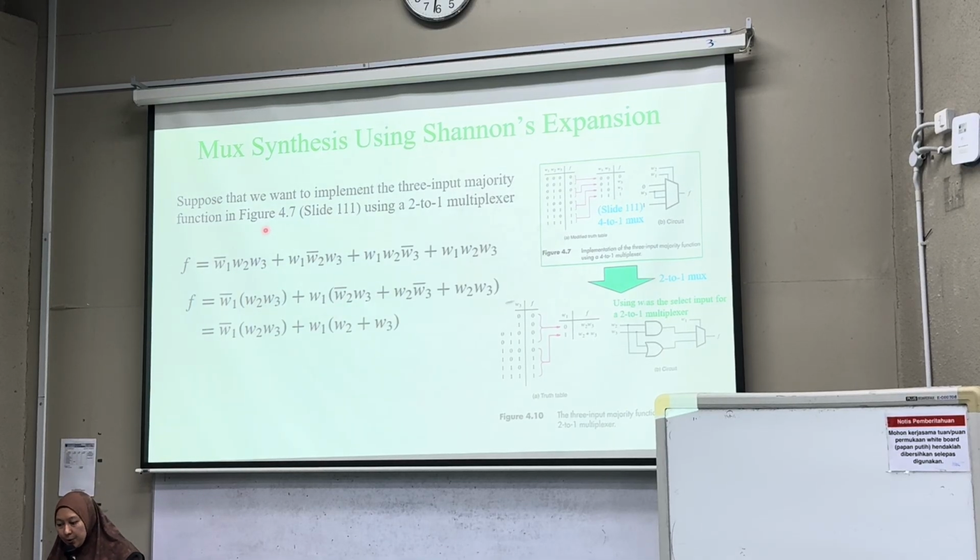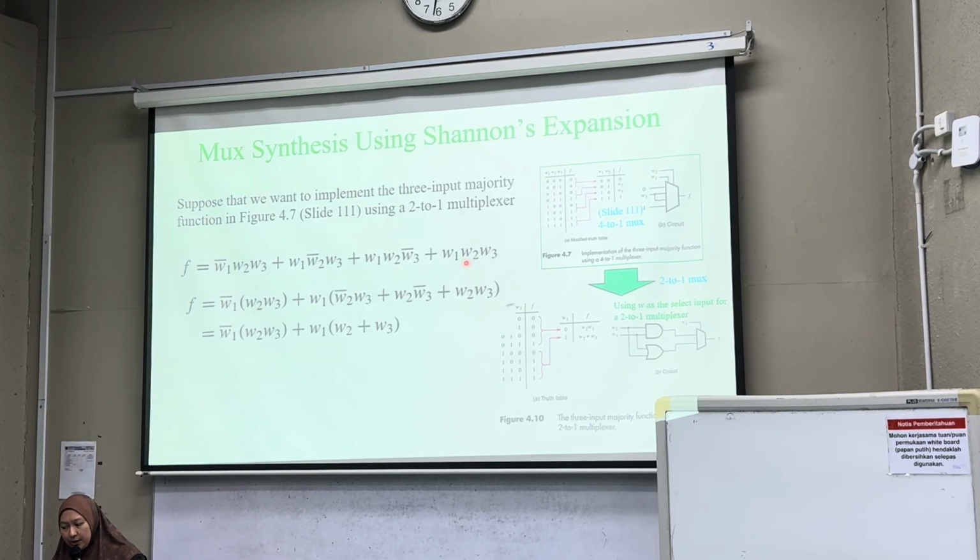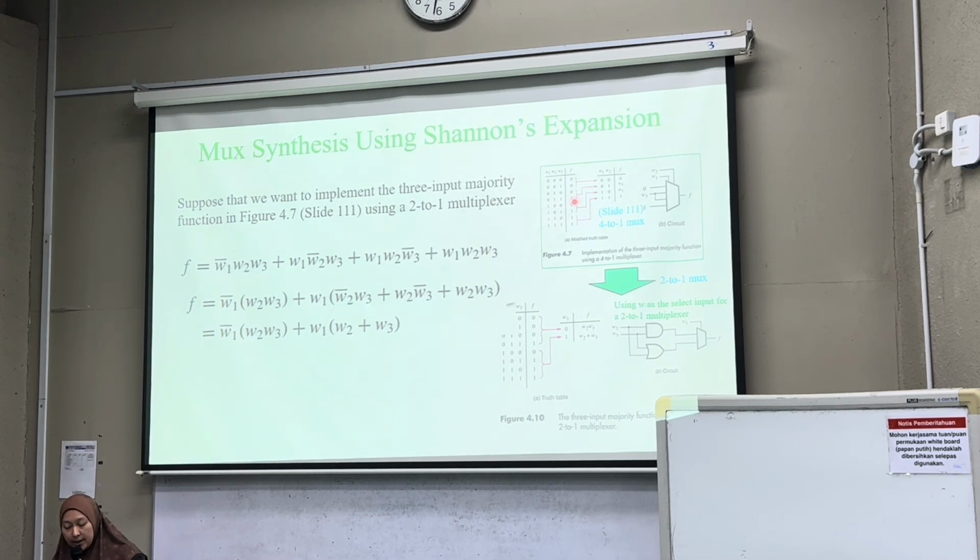Suppose that we want to implement a 3-input majority function as we did just now. Okay, 3-input majority function using 2-to-1 muxes. If we want to use 2-to-1 muxes, where do I get this expression? This is my 3-input majority function here. Okay, so we've got this. If you look at this one, where is the SOP expression?